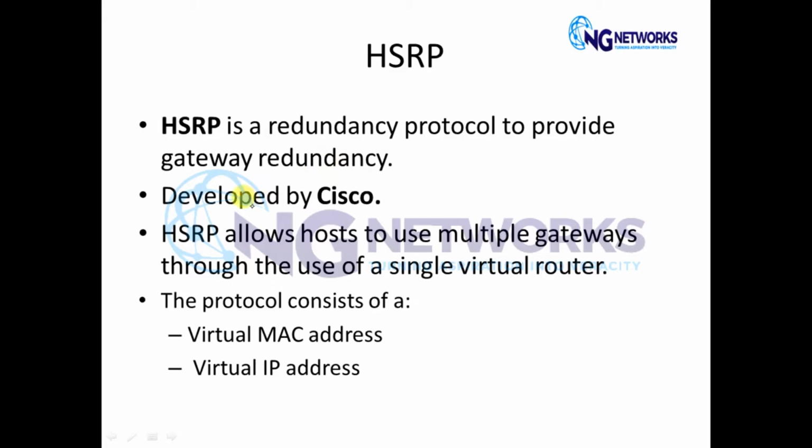This type of protocol is basically used wherein the users have multiple gateways. I'll make you understand this with the help of an example. Before that, let's go through these points. HSRP was developed by Cisco, which means HSRP runs only on Cisco devices. The HSRP allows hosts to use multiple gateways through the use of a single virtual router. HSRP basically works on two things: virtual MAC address and virtual IP address.